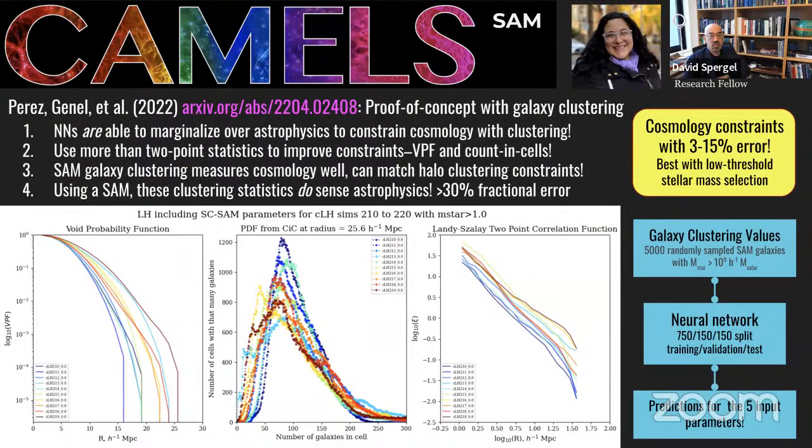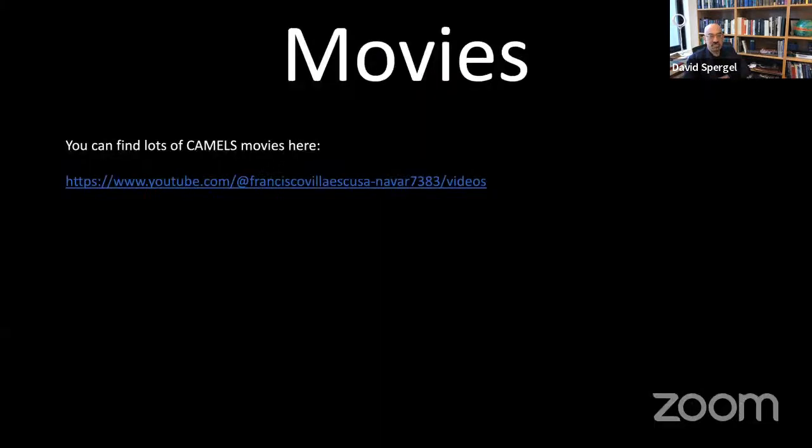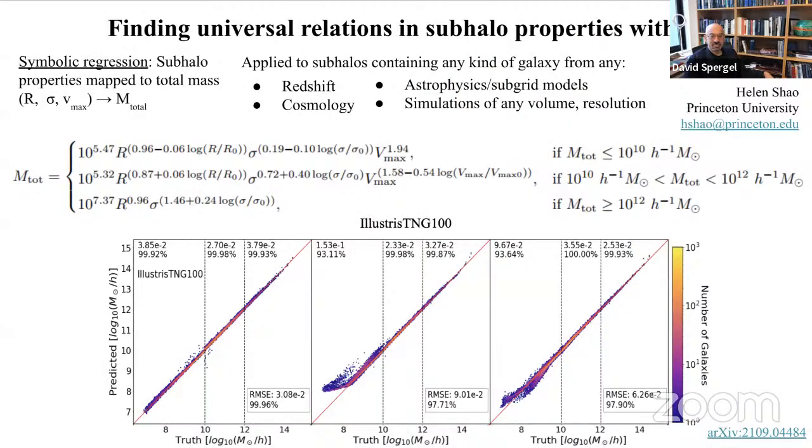It's describing some of the work we're doing on galaxy clustering and more pretty pictures showing some of the data. I'll get this to open. This link to this YouTube site will point you to a large number of movies that will give you a sense of some of the things that come out of the simulations, and I encourage you, if you have time, to go have a look at them and see what's there.